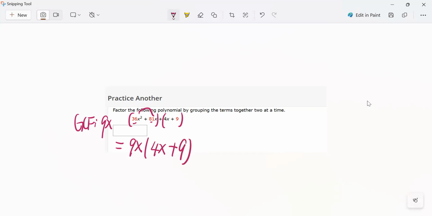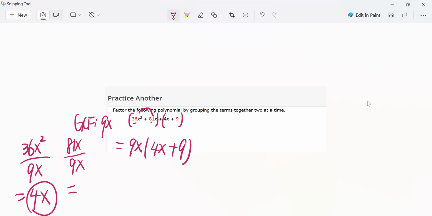Second term, 9x. If you're not sure what to put into the parentheses, you can do division. 36x squared over 9x. 36 divided by 9 is 4. X squared divided by x is x, so 4x. And 81x over 9x, 81 divided by 9 is 9. Cancel x. And the second one is 4x plus 9, right? By default, that's the invisible 1.